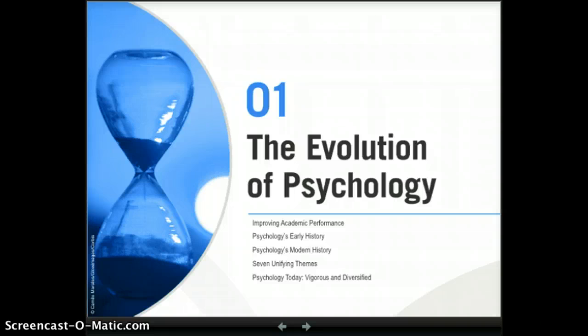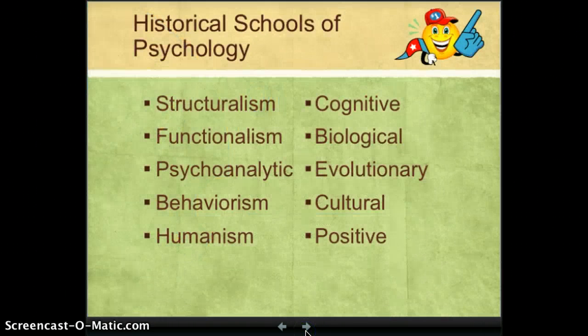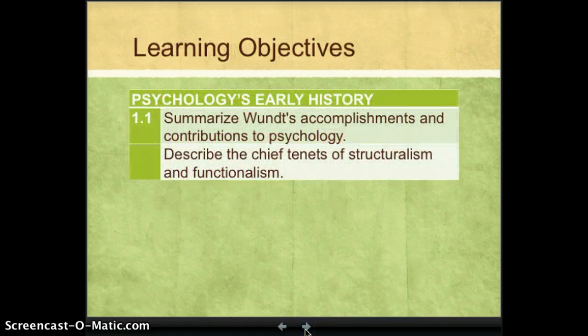Chapter 1, Psychology's Early History, Part 2. The history of psychology involves trying to determine what and how we should study psychology. These are the 10 historical schools of psychology. In this video lesson, we will be discussing the first 5. We are going to continue learning objective 1.1.